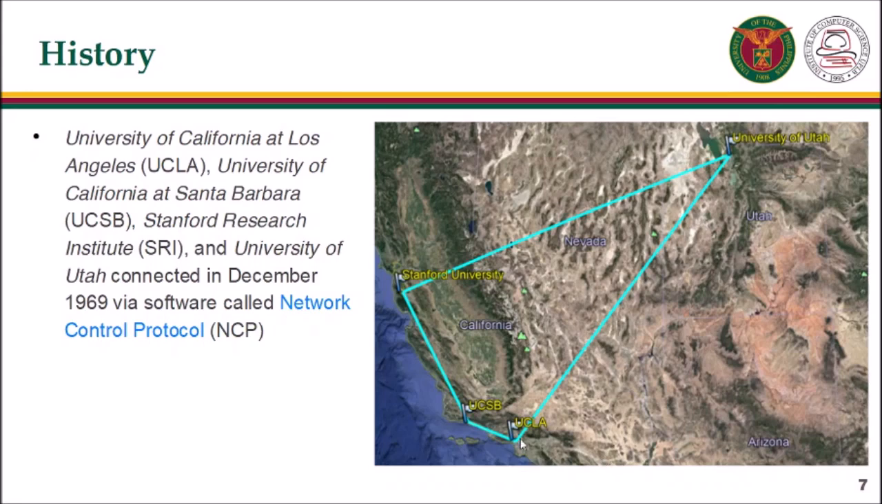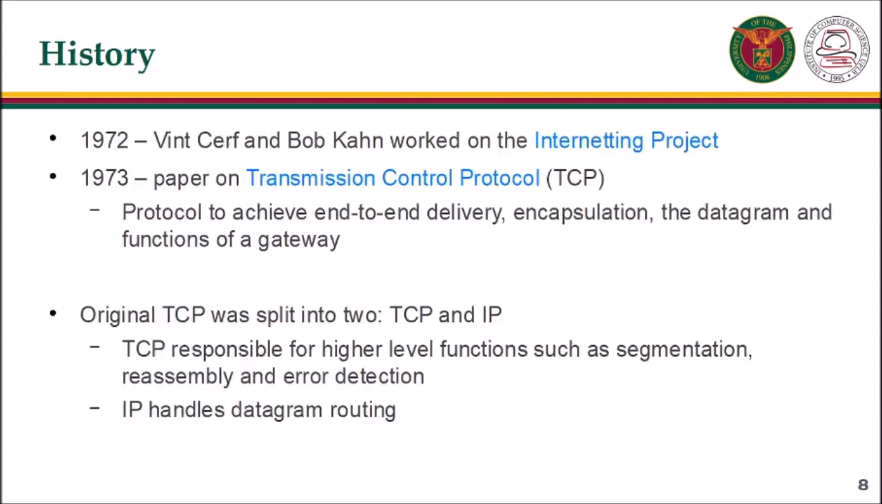UCLA, UCSB, Stanford Research Institute, and the University of Utah connected via software called the Network Control Protocol. In 1972, Vint Cerf and Bob Kahn, both of whom were part of the core ARPANET group, collaborated on what they called the Internetting Project. They wanted to link dissimilar networks so that a host on one network could communicate with a host on another.